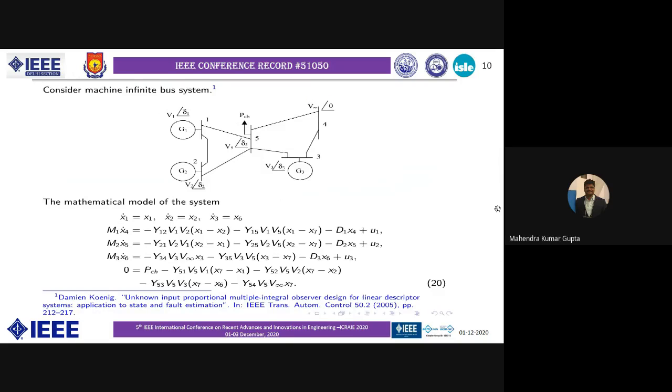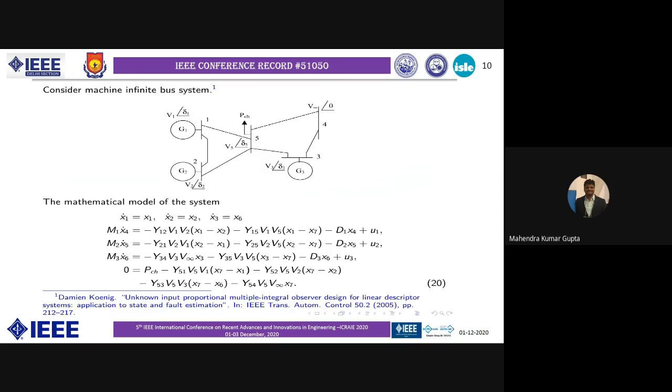Now let us take one example on an infinite bus system. This example we have taken from this paper, where the same system is considered and they have shown some other results. If we make a mathematical model of this system, we get system 20. System 20 is written as follows.